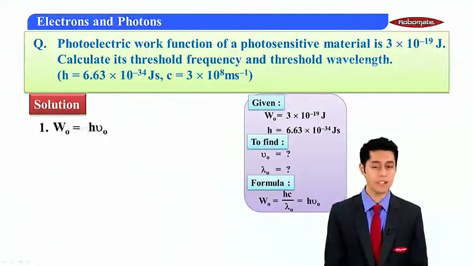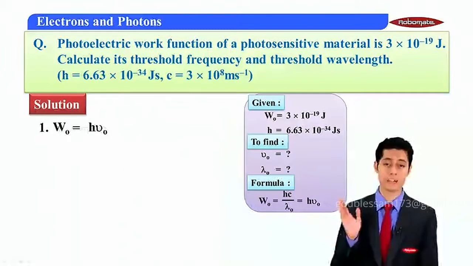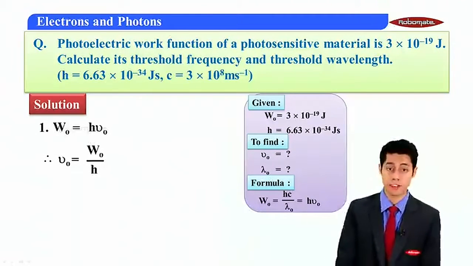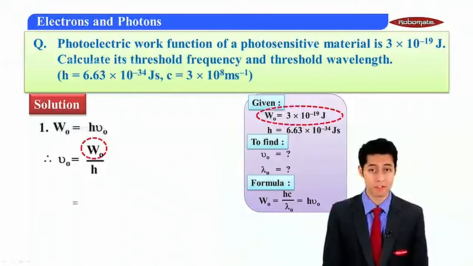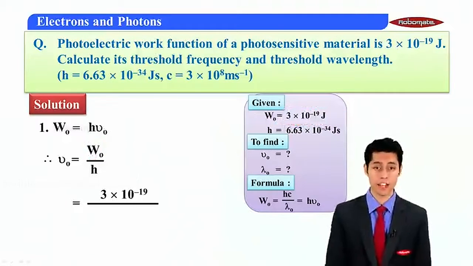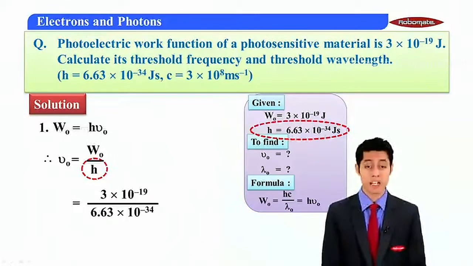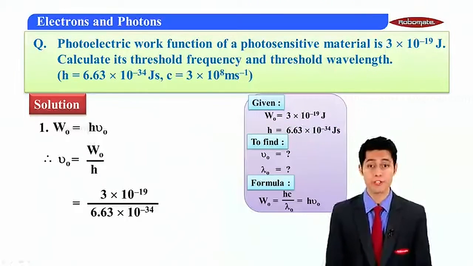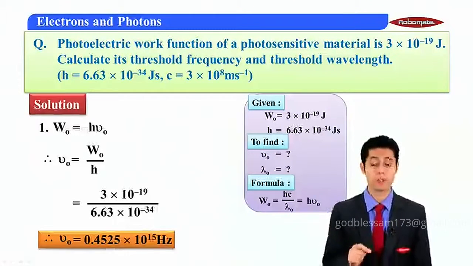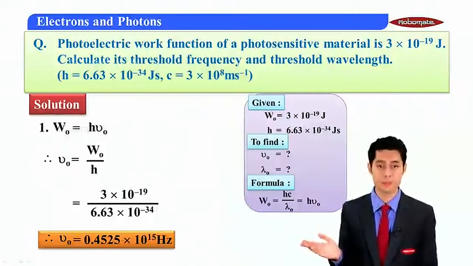Now to solve it, we know that W₀ is equal to h into ν₀. The first thing that we require is the threshold frequency. So can I say ν₀ will be W₀ upon h? Yes, we know the value of W₀. Can we substitute? Yeah. Again, we know the value of h, that is 6.63 × 10⁻³⁴. Now on solving, we get the value of ν₀, that is the threshold frequency, as 0.4525 × 10¹⁵ Hertz. So students, it's very much simple.